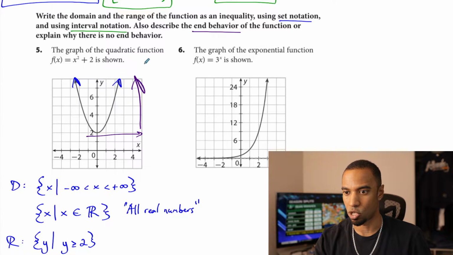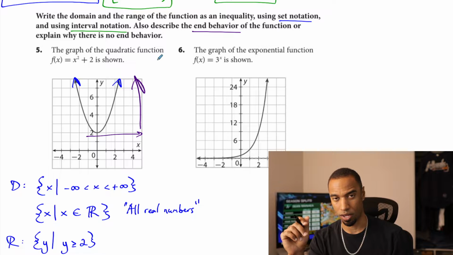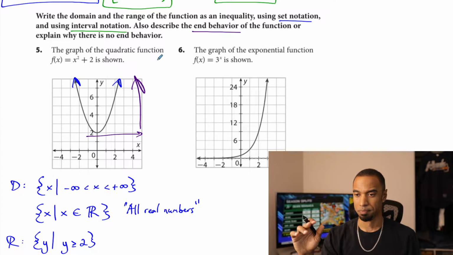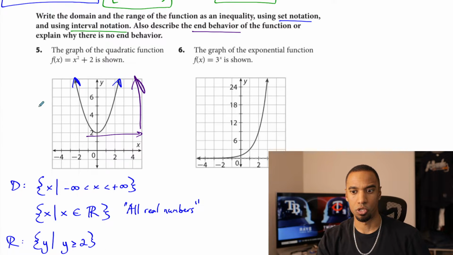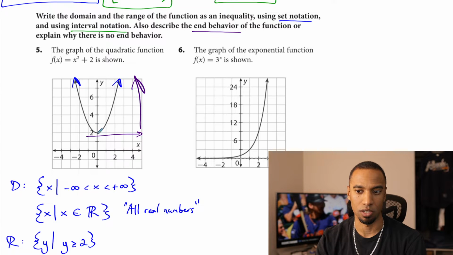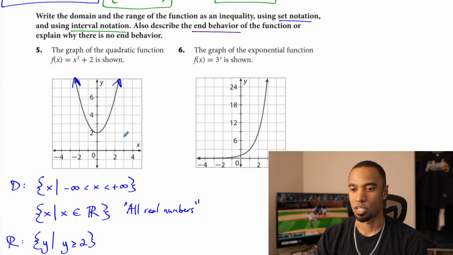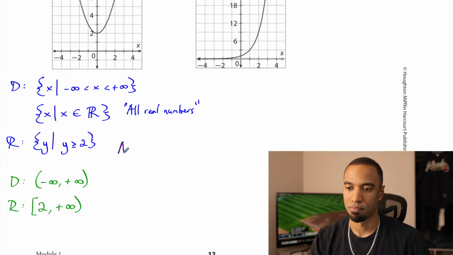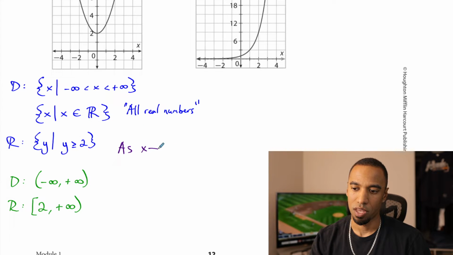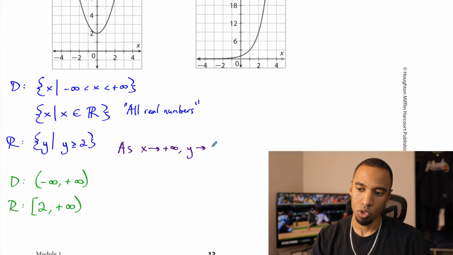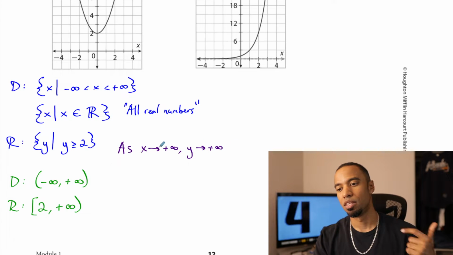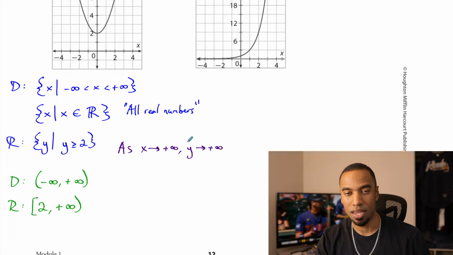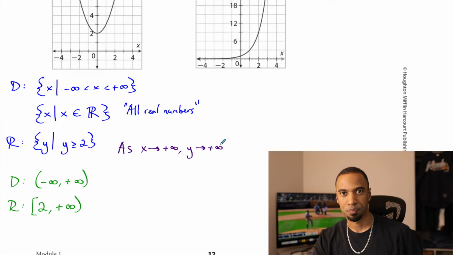As it goes forever right, it's going forever up. In the long run, ultimately, in the long term, that's what the y values are doing, despite the fact that it had a point where it got low and did stuff like that. As it continues forever, it goes up. So our notation for this looks like this. As x approaches positive infinity, y approaches positive infinity. This is a way of saying as x goes forever right, y goes forever up.